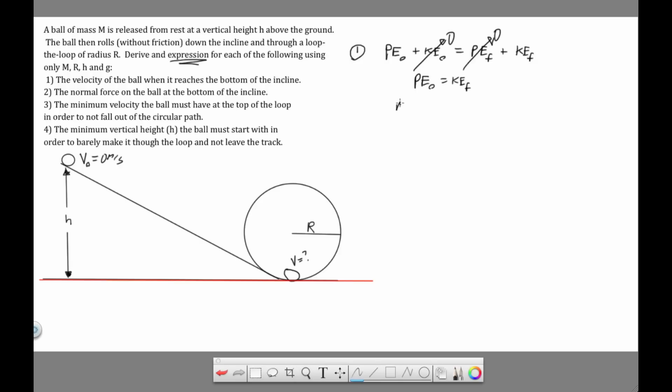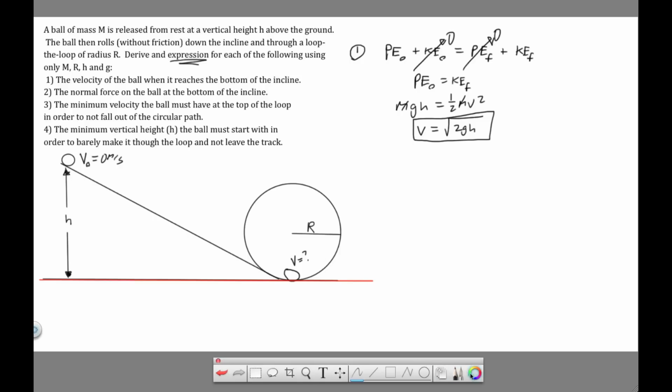So potential energy is mgh. Kinetic energy is 1/2 mv squared. The m's cancel, and we can solve for v, which comes out as the square root of 2gh, which is the answer to number 1. All right, now second question, we're getting into circular motion here.